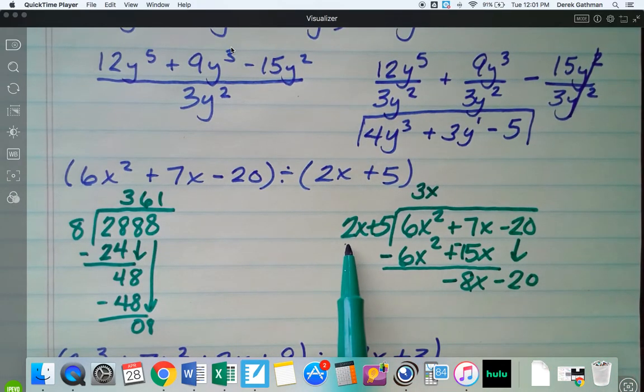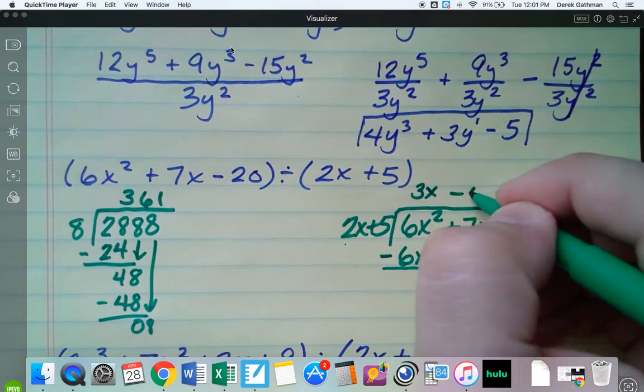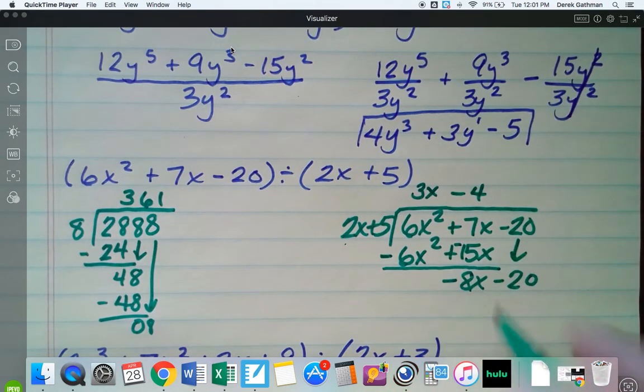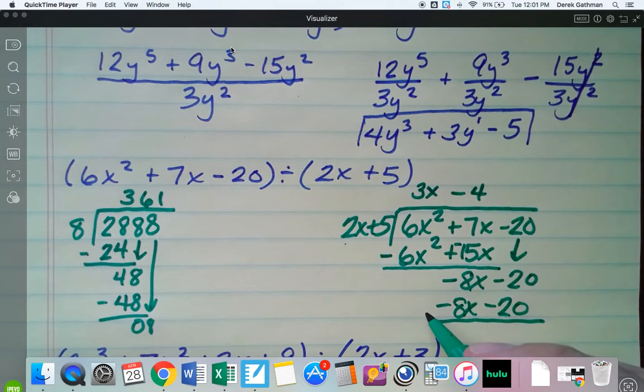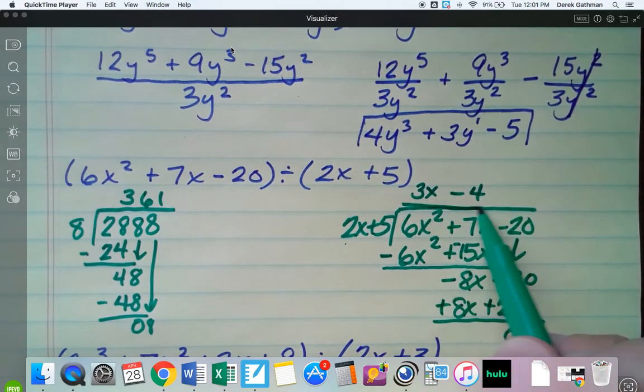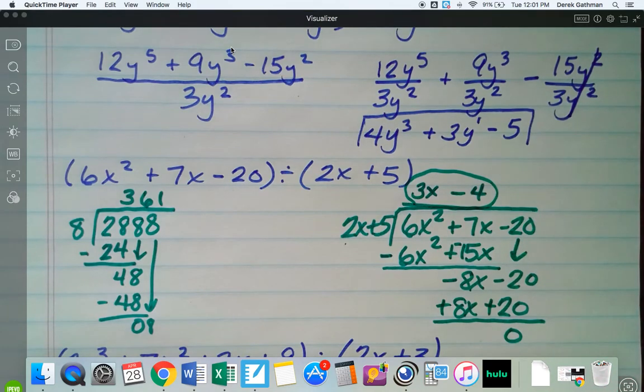What times 2x is going to give me negative 8x? Well, negative 4. I multiply that, I get negative 8x minus 20. If I subtract that, it's really subtracting a negative, which is adding. So I just change my signs. And I'm left with a remainder of 0. My answer, my quotient, is 3x minus 4.